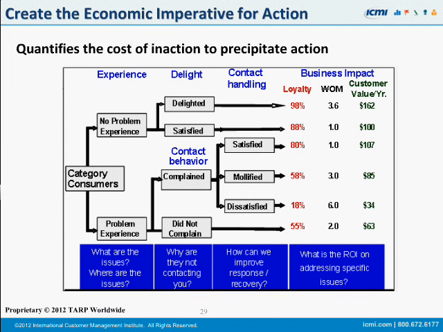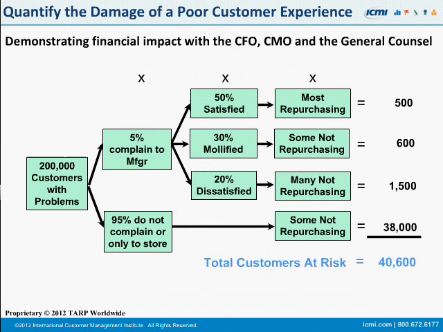And what you then want to be able to do is present management with this picture. How many people have had problems? How many haven't? How many are satisfied, mollified, dissatisfied? And what's the revenue and word of mouth implications of that? And what you then can do is show management that if we can reduce the problems, get more people to complain to us, or satisfy a higher percentage, we can actually reduce the number of customers at risk.